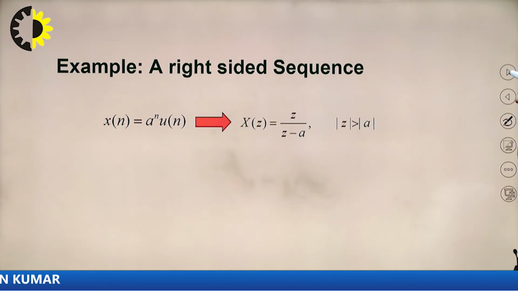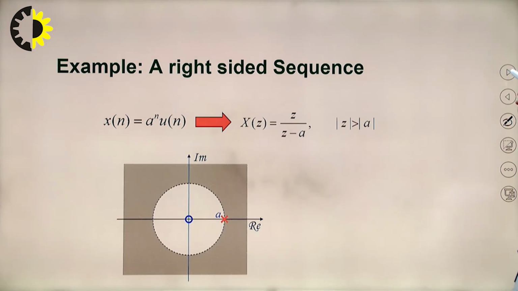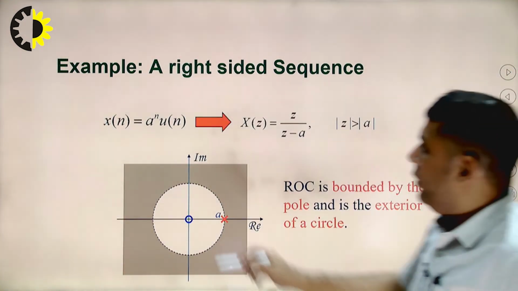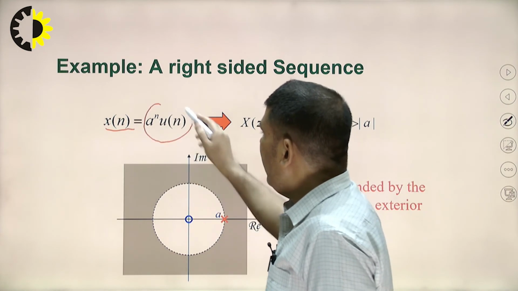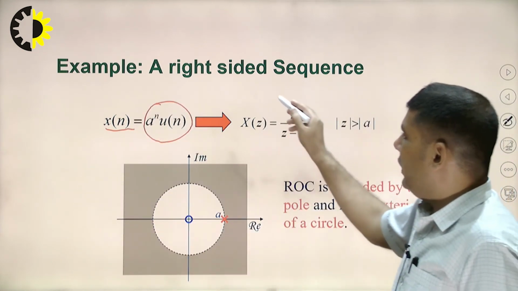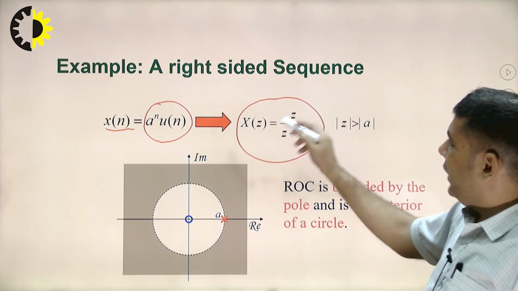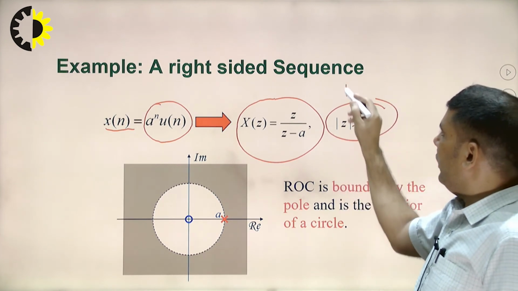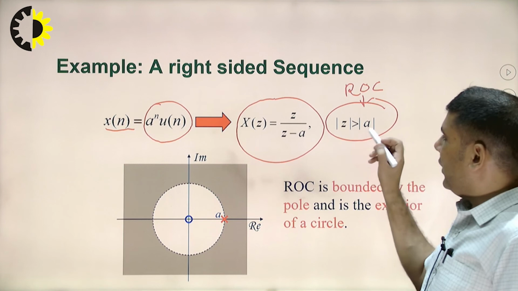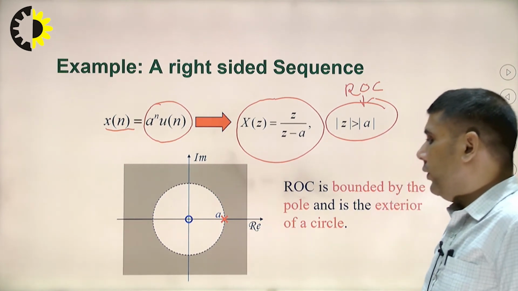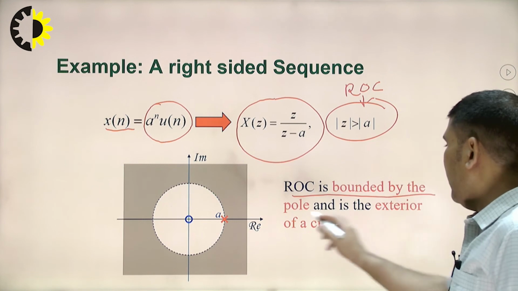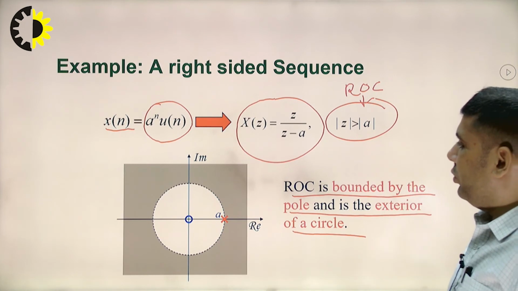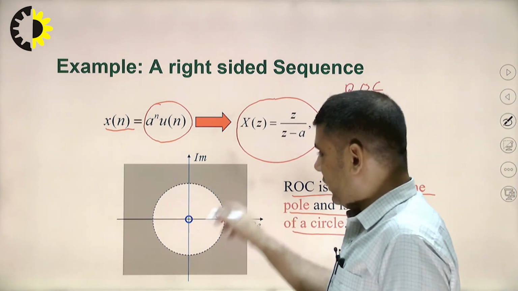So this is an example. We have x[n] equal to a raised to power n u[n]. If we solve it as we did in the last case, this comes out to be X(z) equal to z over z minus a, and here the ROC is magnitude of z must be greater than magnitude of a. So the ROC is bounded by the poles and it is the exterior of a circle. Here the ROC is outside the circle of radius a.